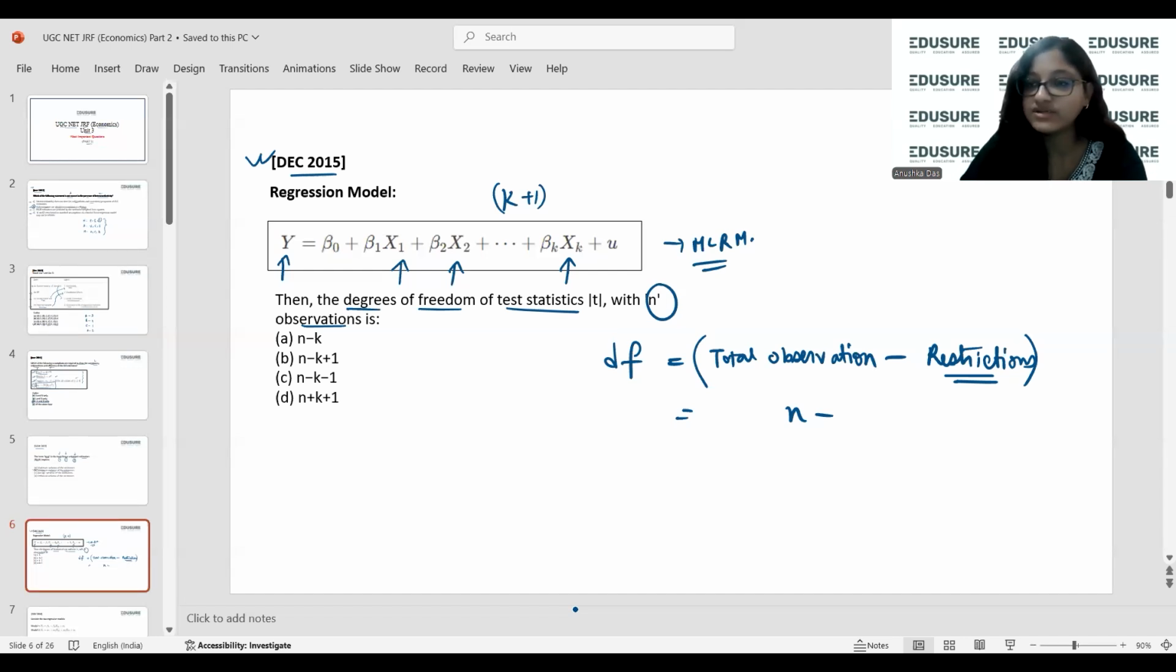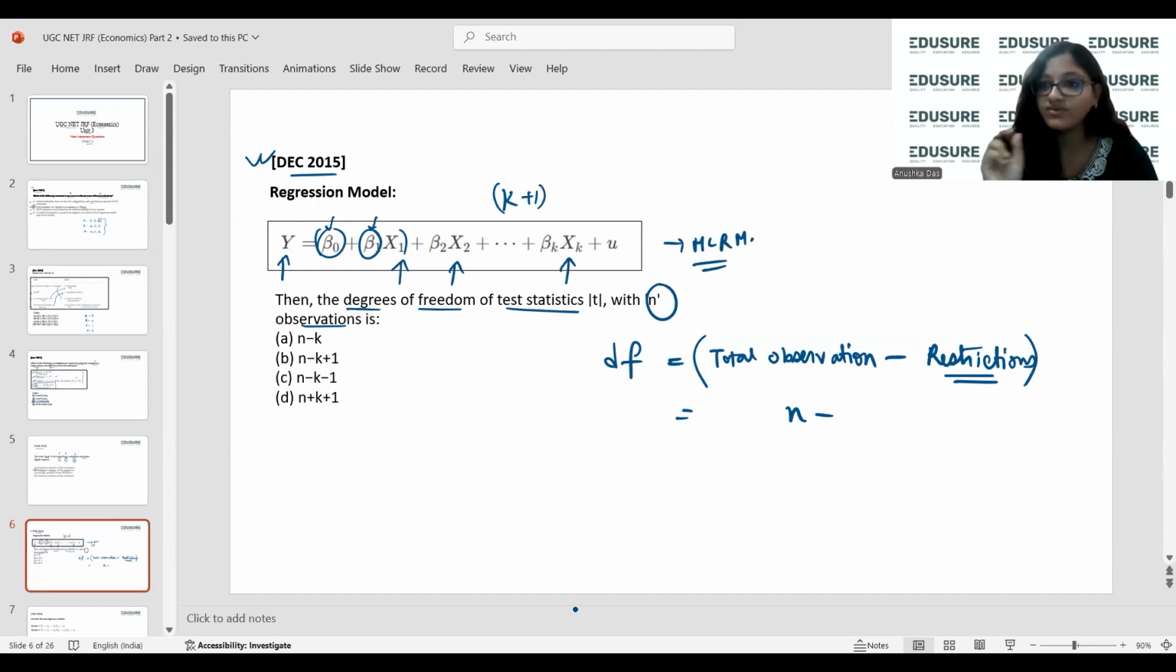And why is this a restriction? Because if you remember, in case of OLS, we form the normal equations. If you consider only a two variable model, the simple linear regression model, you have two parameters, namely one slope parameter and one intercept parameter. In OLS, we form two normal equations. Whenever you have two parameters, we have two normal equations, and normal equations are nothing but restrictions.